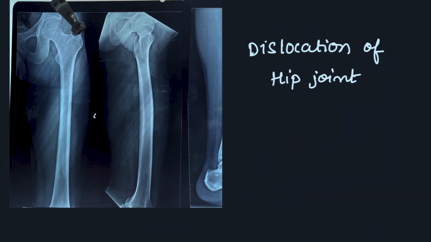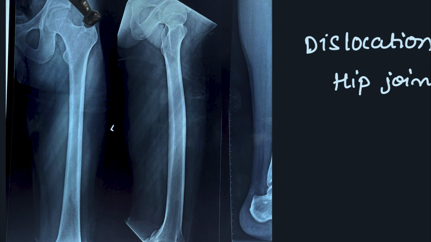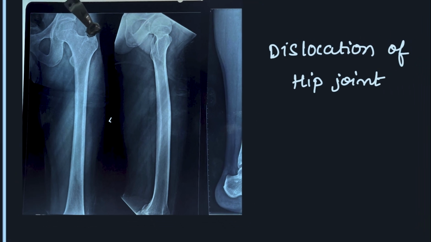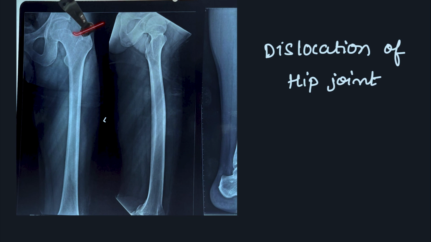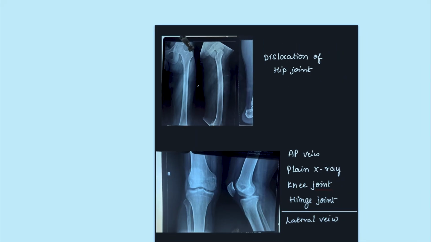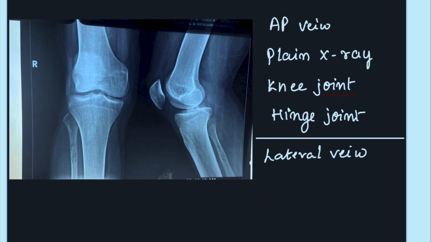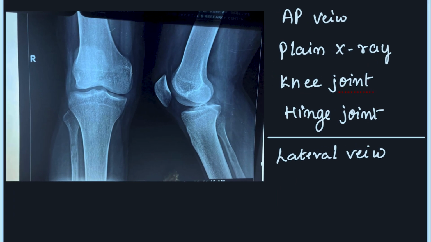So the next one, in this X-ray, you can see dislocation of hip joint, and this is the normal one, and here you can see the dislocation. So coming to the next, this is again AP view, plain X-ray. What joint is this? Knee joint. What type of joint is knee joint? It's hinge joint. Knee joint and elbow joint both are hinge variety of joints.